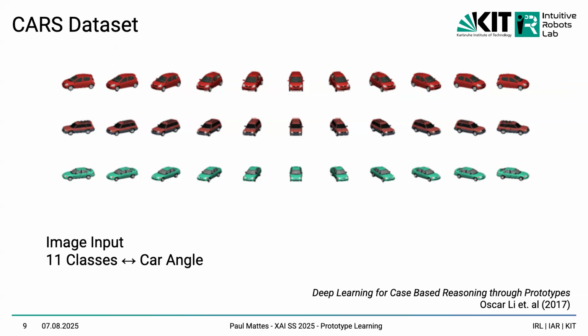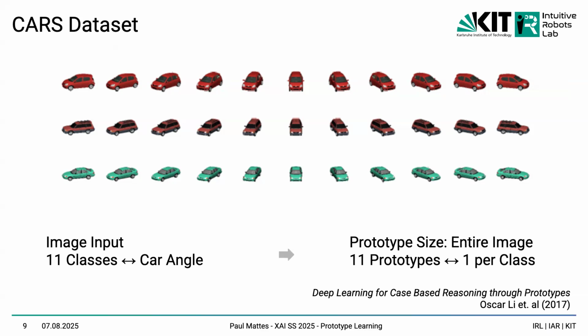They used the cars data set, where you can see they have different colors, they have different angles, and I think you need to predict the car angle, which has 11 classes, as you can see here. So the very simple idea is the prototype size is the entire image, because we always have the entire car, right? And we just take 11 prototypes, 1 per class. So we try to let the model learn that for each angle, or maybe also colors, whatever the model wants to learn, right? We want to have 1 prototype to then later see, okay, the model predicted this angle because it used the reference of this prototype, which makes sense.